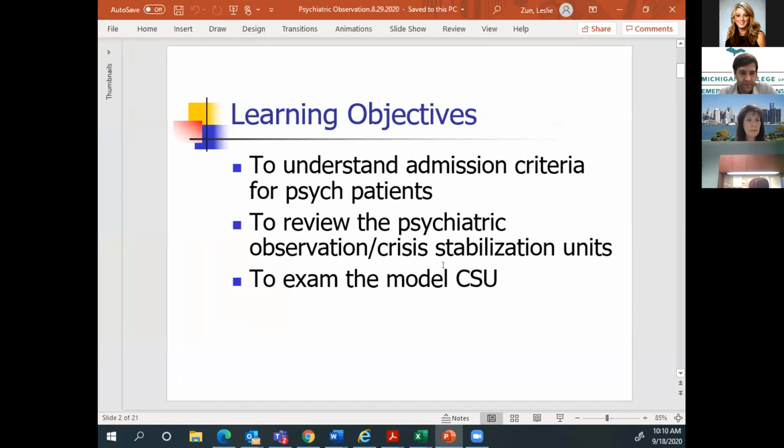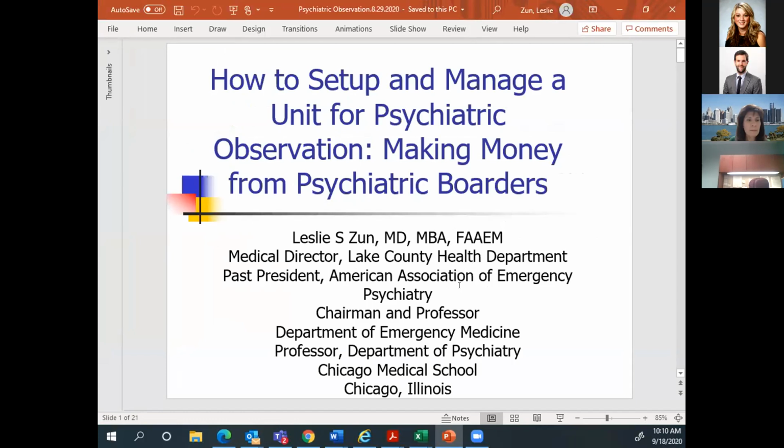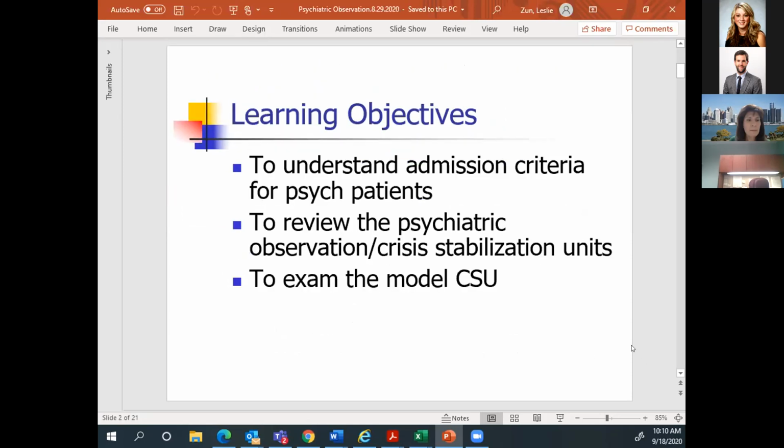Okay, great. I'm sorry. So I'm going to talk about how to set up and manage a psychiatric observation unit. Everybody knows, or most people have issues with, psychiatric boarders in their emergency department. And so I'm going to talk to you about how to make money on them, how to actually turn that into a benefit rather than a liability. So I'm going to talk about understanding the admission criteria, how to review what the needs are to start a psychiatric OBS unit or a crisis stabilization unit. We're going to talk a little bit about finances as well.